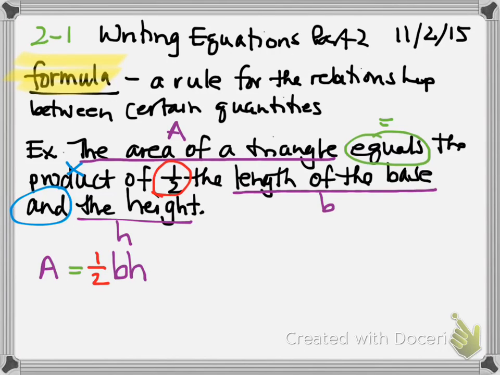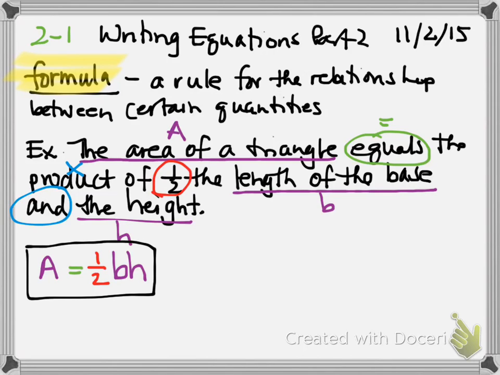Parentheses, but in this case there's nothing else being multiplied, so we don't need to use that. So that's how you come up with the formula for the area of a triangle. Notice it has a lot of variables in it. Can we solve that right now? No, we need to know two of those pieces of information in order to solve for the third.